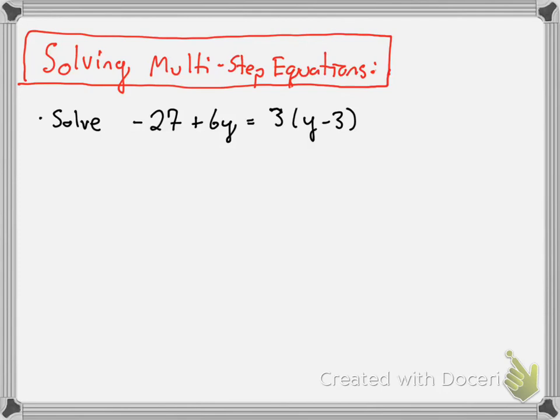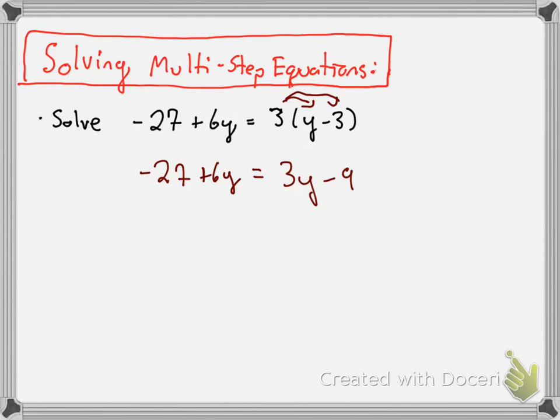The first problem we're going to look at is solving a multi-step equation. So our goal here is that we want to get the y by itself. How we're going to do that is to distribute out this 3 and then combine like terms. So first I'm going to multiply out the 3. I'll be left with 3y minus 9 equals negative 27 plus 6y.